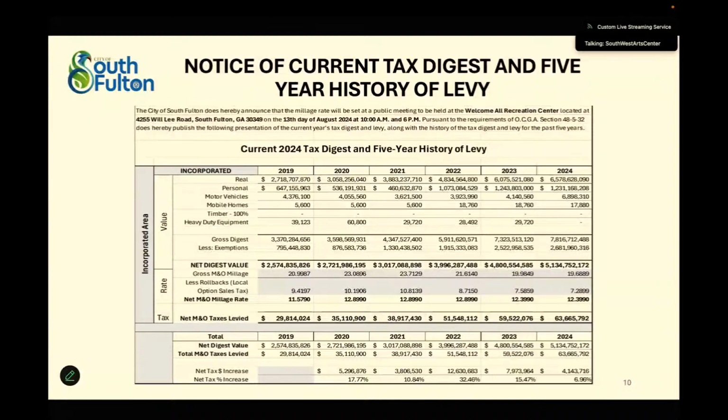I think it's very important to note that when you look at the percentage, the very last line, the percentage of increase in our net digest over time, this year we will see the lowest net increase in 4 years. This year, our net increase is $4.1 million, which is a 6.9% increase, as opposed to last year, which was 15.47. The year prior was 32.48. The year before that, it was 10.84, and the year prior to that, it was 17.77.